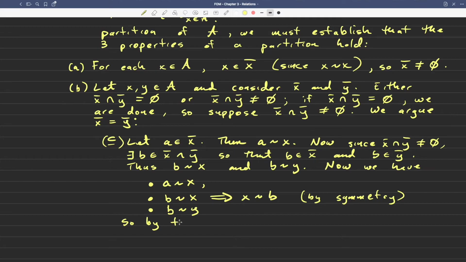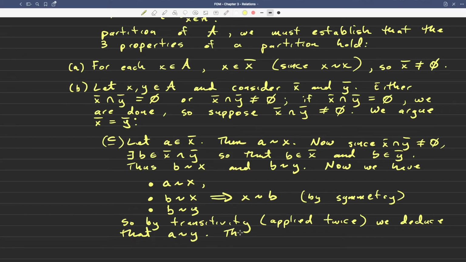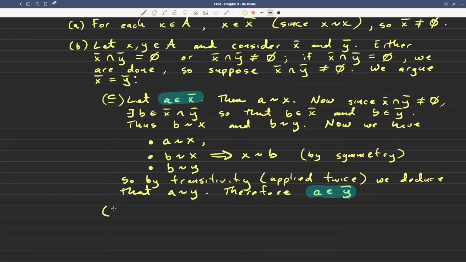So by transitivity, applied twice, a is equivalent to x, x is equivalent to b, so that tells me a is equivalent to b, and then a is equivalent to b and b is equivalent to y, gives me a is equivalent to y. We deduce that a is equivalent to y, and therefore a is an element of y bar by definition. Y bar is the set of all things equivalent to y. So what we've established here, we started with a in x bar and we arrived at a is in y bar. And then doing the reverse containment is similar.